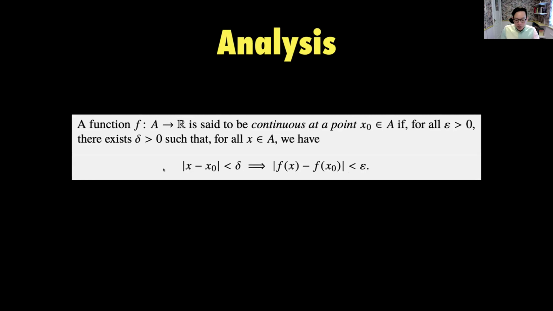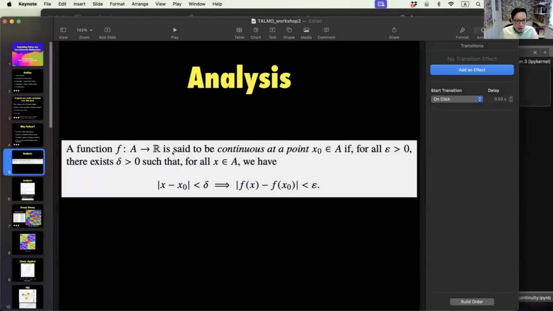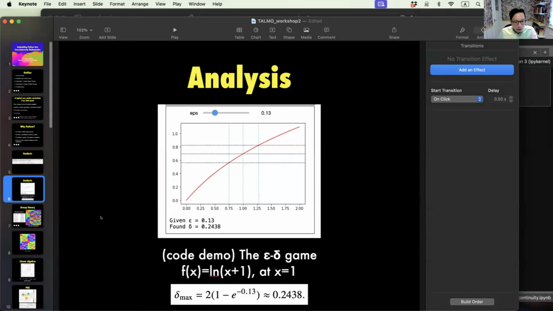And let me come out of my presentation and show you a little code. So I'm going to show you a function, and this function is log of x plus 1. And I want to study the epsilon delta continuity at x equals 1. Okay, so I'm going to be producing this plot at x equals 1 here. And the name of the game is to give me a delta if I give you an epsilon. Okay, so I'm going to provide the epsilon via this little slider. And the code is going to tell me what delta should be.